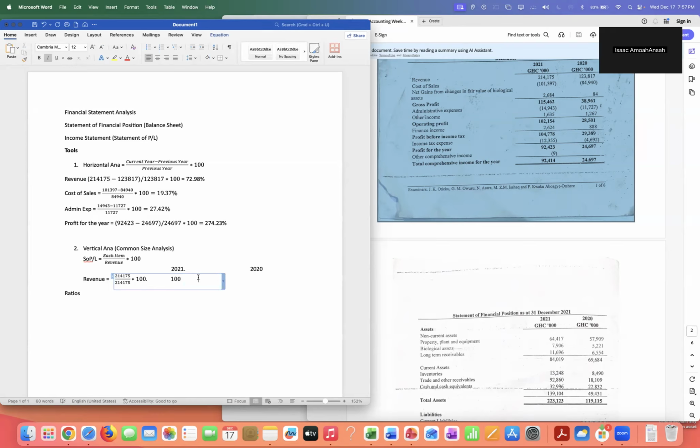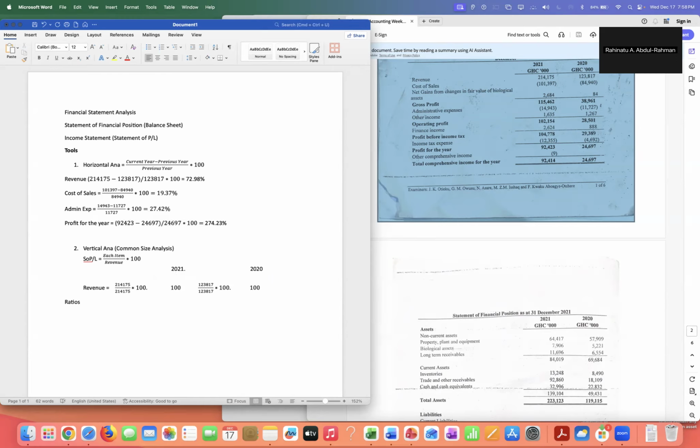Then we can also work out for 2020. What are the figures for 2020? The revenue for 2020 is 123,817, divided by 123,817 times also 100. And that would also give us 100%. As simple as that. Right. Okay. Hey, Isaac, but you forgot the percentage sign. Okay, we can put the percentage sign beneath.